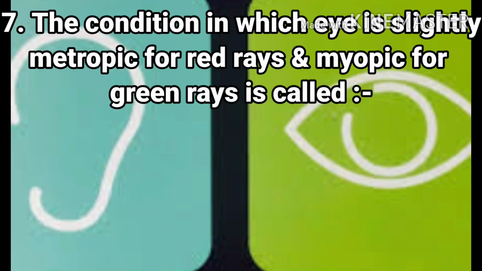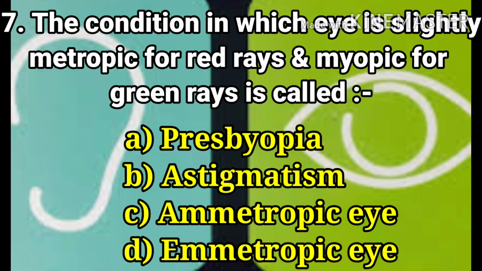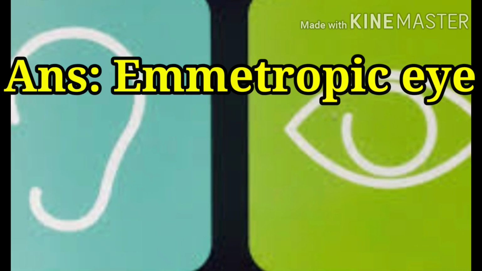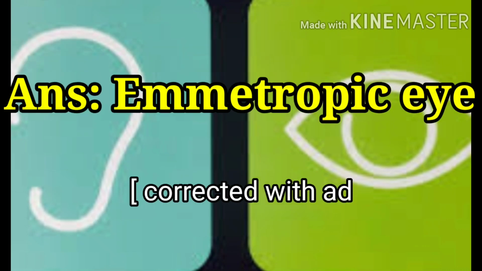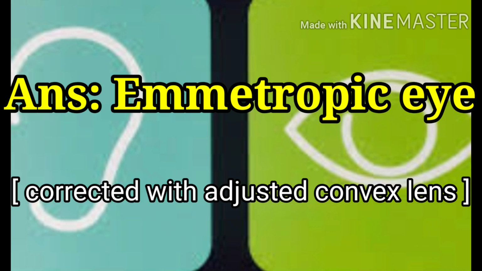And the next question: the condition in which the eye is slightly hypermetropic for red rays and myopic for green rays is called? The options are presbyopia, astigmatism, ametropic eye and emmetropic eye. The answer is emmetropic eye. And the emmetropic eye is corrected with adjusted convex lens.